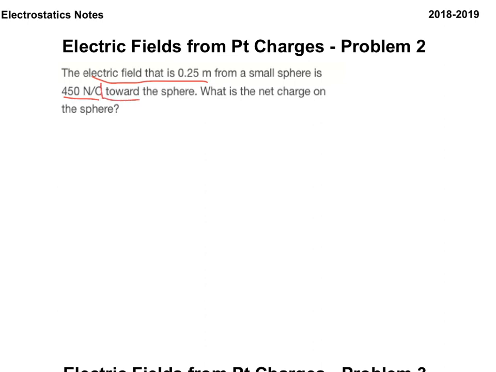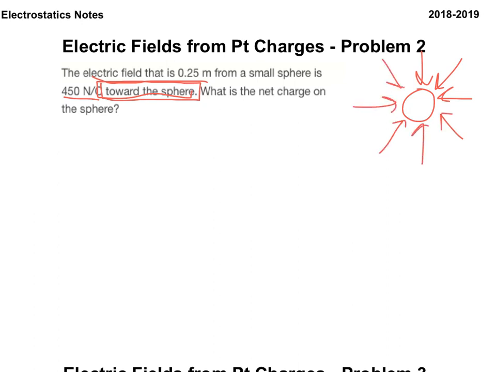Now, one thing that you'll notice is this is directed inwards towards the sphere. That means that if I have my charged sphere here, the electric field points inward. That actually tells you the sign of the charge right away. If we have electric field lines pointing inward, we must have a negative charge on this sphere. All right, so I know that right away.